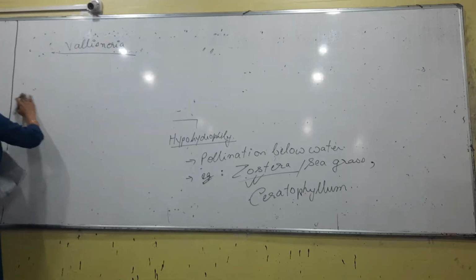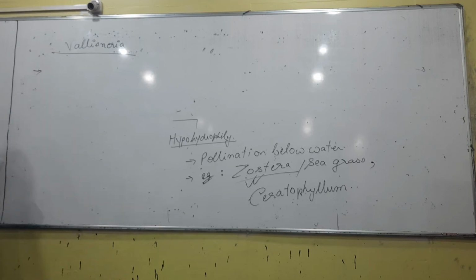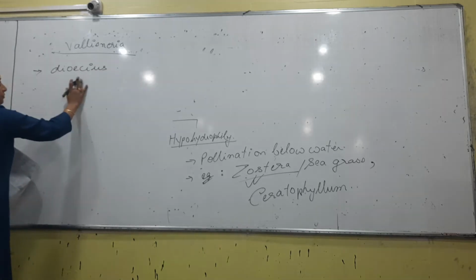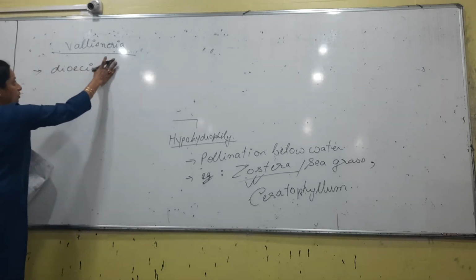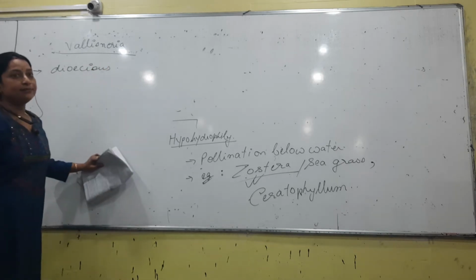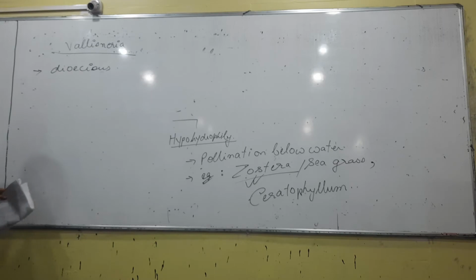Vallisneria, the first question that comes is monoecious or dioecious. It's a dioecious plant. Ceratophyllum, another hydrophyte.